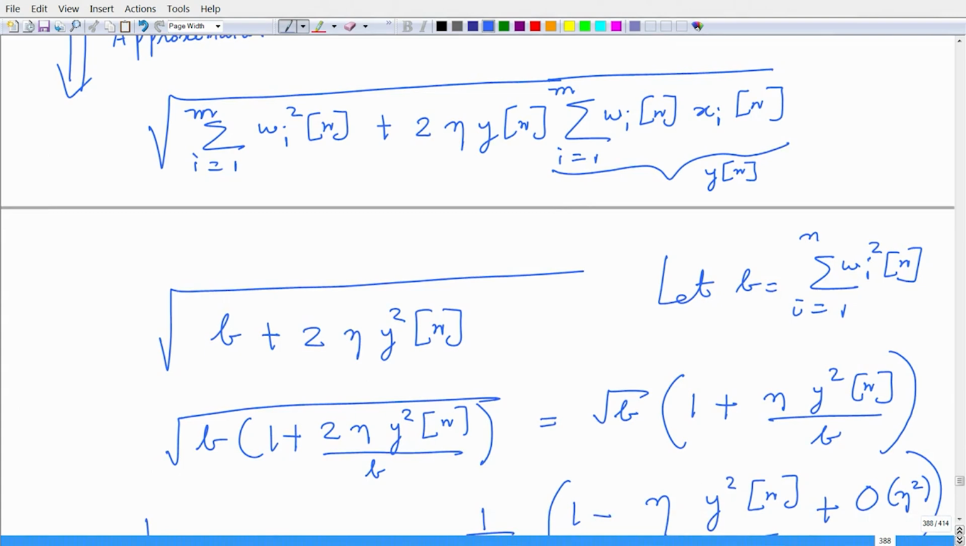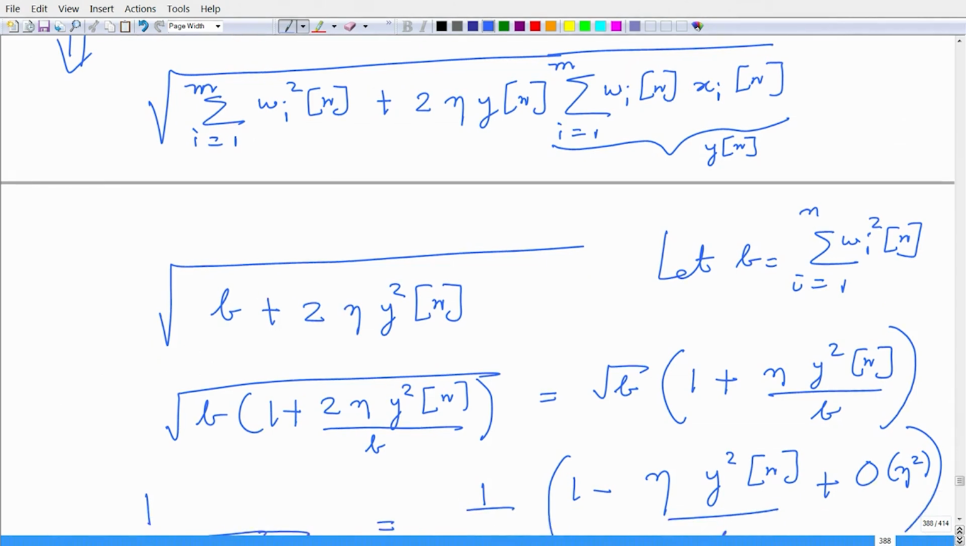So, let me call the quantity summation i equals 1 to m of wi square of n, b. So, I basically have b plus 2 times eta times y square of n, because the summation i equals 1 to m of wi of n xi of n is basically y(n), which is the inner product of w with x, or the projection of x on w.